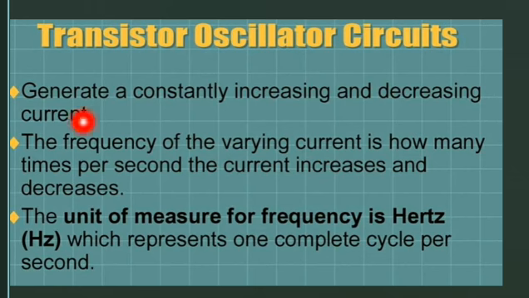Again I'm telling, the frequency of the varying current is how many times per second the current increases and decreases. The unit of measure for frequency is hertz, which represents one complete cycle per second. The number of waves per second is the frequency, and that frequency is measured in hertz. Okay students, right?